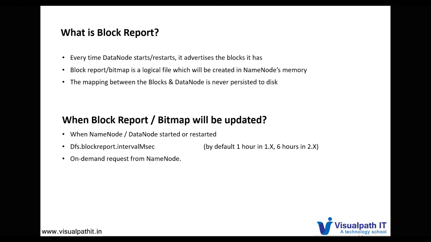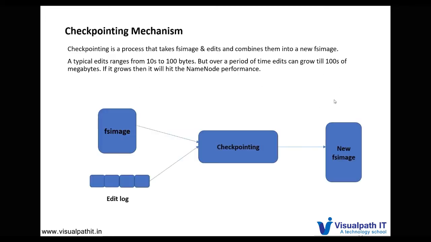So we have 100 nodes. So I want a block report on data node 15 or data node 20. On demand request from the name node also, the block report will be updated by the data node. So those are the scenarios where we can check.